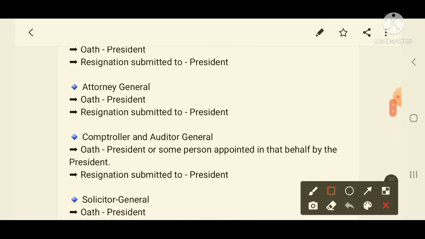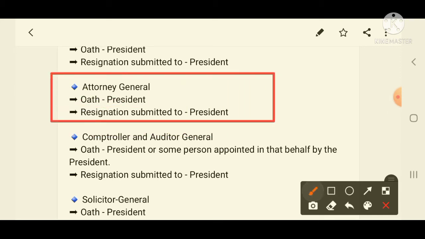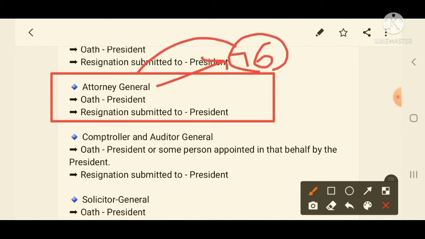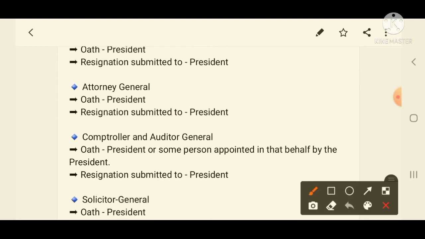The next topic is Attorney General of India. Which article in the Indian Constitution talks about the Attorney General of India? This is also a previous year question. Article 76 of the Indian Constitution talks about the post of Attorney General of India, and the Attorney General is given oath again by the President of India, and he can submit his resignation again to the President of India. All of you have understood about the Attorney General.